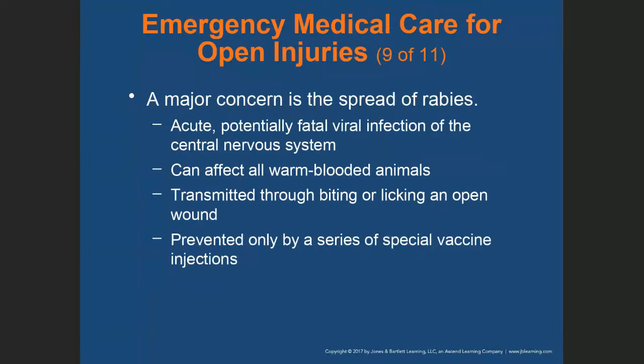A major concern is the spread of rabies. It is an acute, potentially fatal viral infection of the central nervous system. Can affect all warm-blooded animals. It's transmitted through biting or licking an open wound, prevented only by a series of special vaccine injections.